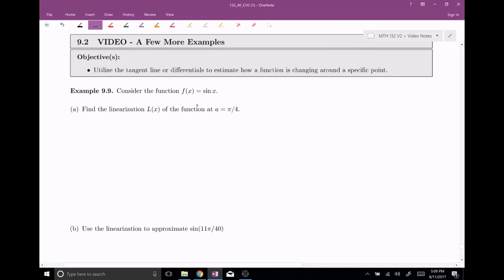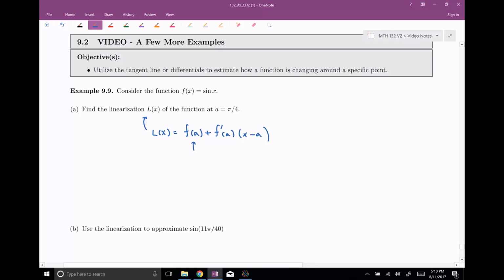This first example, we have the function sine of x under consideration. And we want to find the linearization of the function at pi over 4. Well, we can use our linearization equation, which says L of x is equal to f of a plus f prime of a times x minus a. But again, remember, this isn't a new thing. This is just our tangent line. So you really don't even have to memorize this, so long as you already know the equation for a tangent line. So in this case, again, our function is sine of x, and our point a is pi over 4, so we can go ahead and start solving for some of these things.